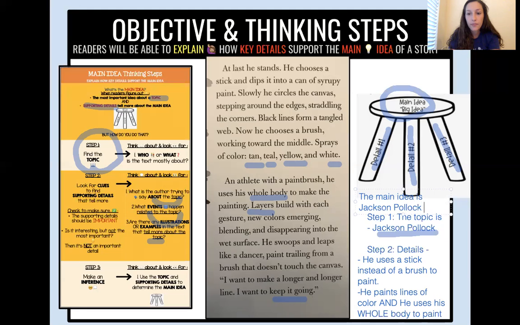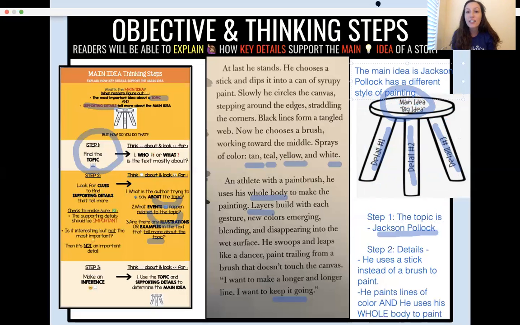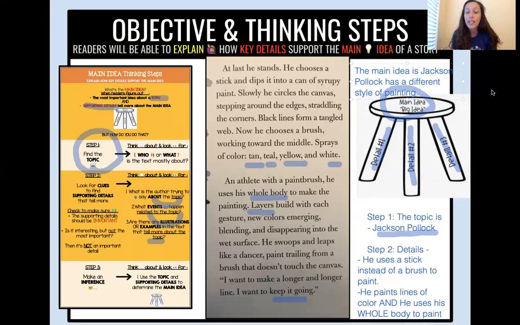Jackson Pollock has a different style of painting. Alrighty, I know that it runs into my stool here, but I'll put it here at the top so we know that's the main idea. The main idea is Jackson Pollock has a different style of painting. That sentence tells me the topic. It tells me my who or what, which is Jackson Pollock, and it doesn't go on and on and on. It just tells me that the big idea, what the author wants me to know, is that his style of painting is different.